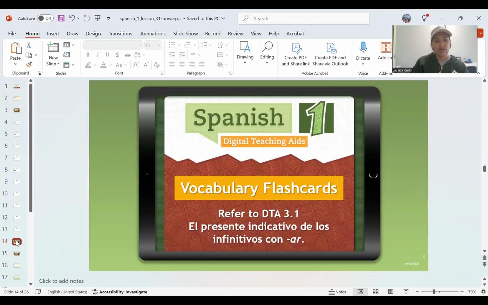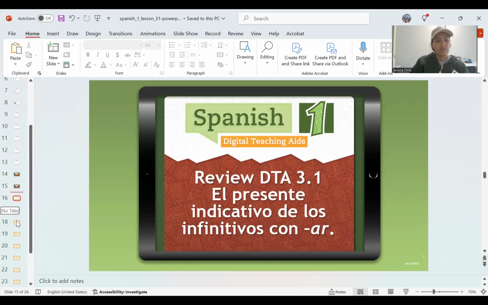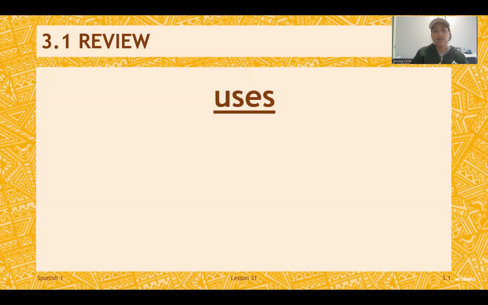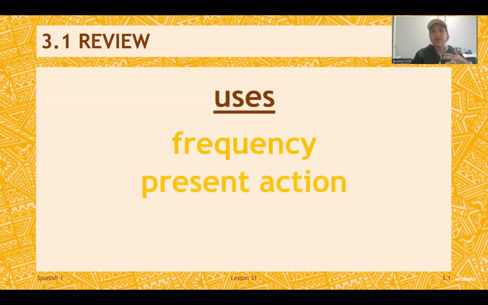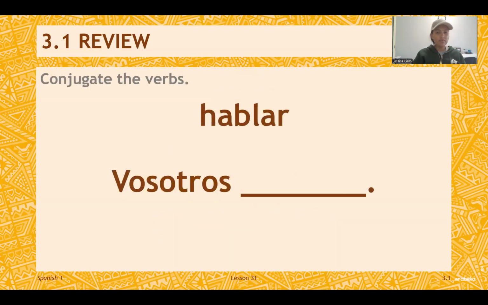So let me see over here. Okay, we already did this. Yep, we did this. Okay, so we learned last week too that some of the uses that we have for the present tense in Spanish are to show frequency, to show something that is happening in the moment, present action, or just to express general facts. That's how we use the present indicative tense, okay, that we're learning.